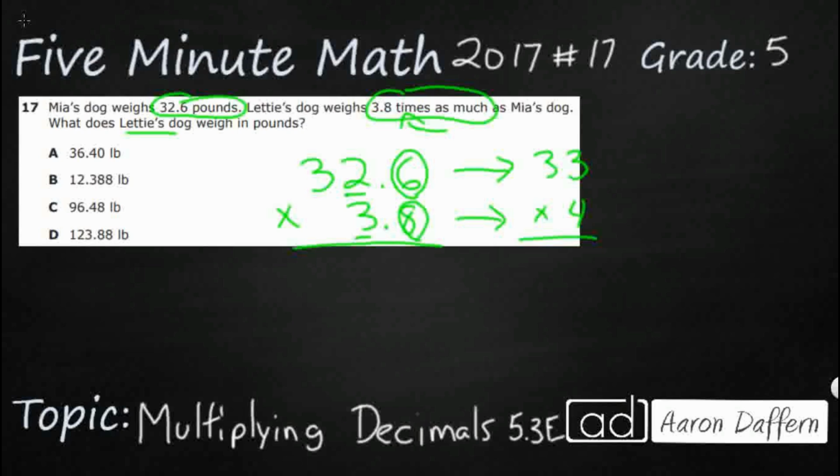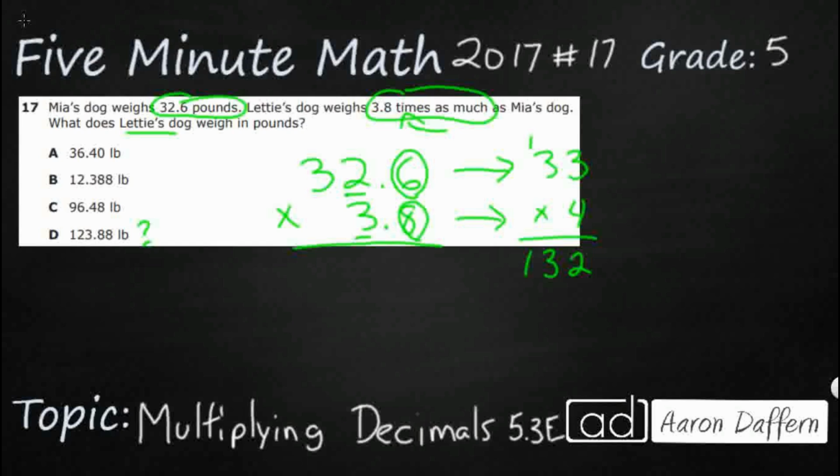Now I rounded both of those up, so my estimate's going to end up being a little bit too high. But let's just see what happens. 4 times 3, that's going to be 12. Carry the 1. 4 times 3, 12, add that 1, 132. So I made this a little bit bigger than I needed to. I'm thinking it's probably going to be that. It's not super close, but that's the closest one we have.